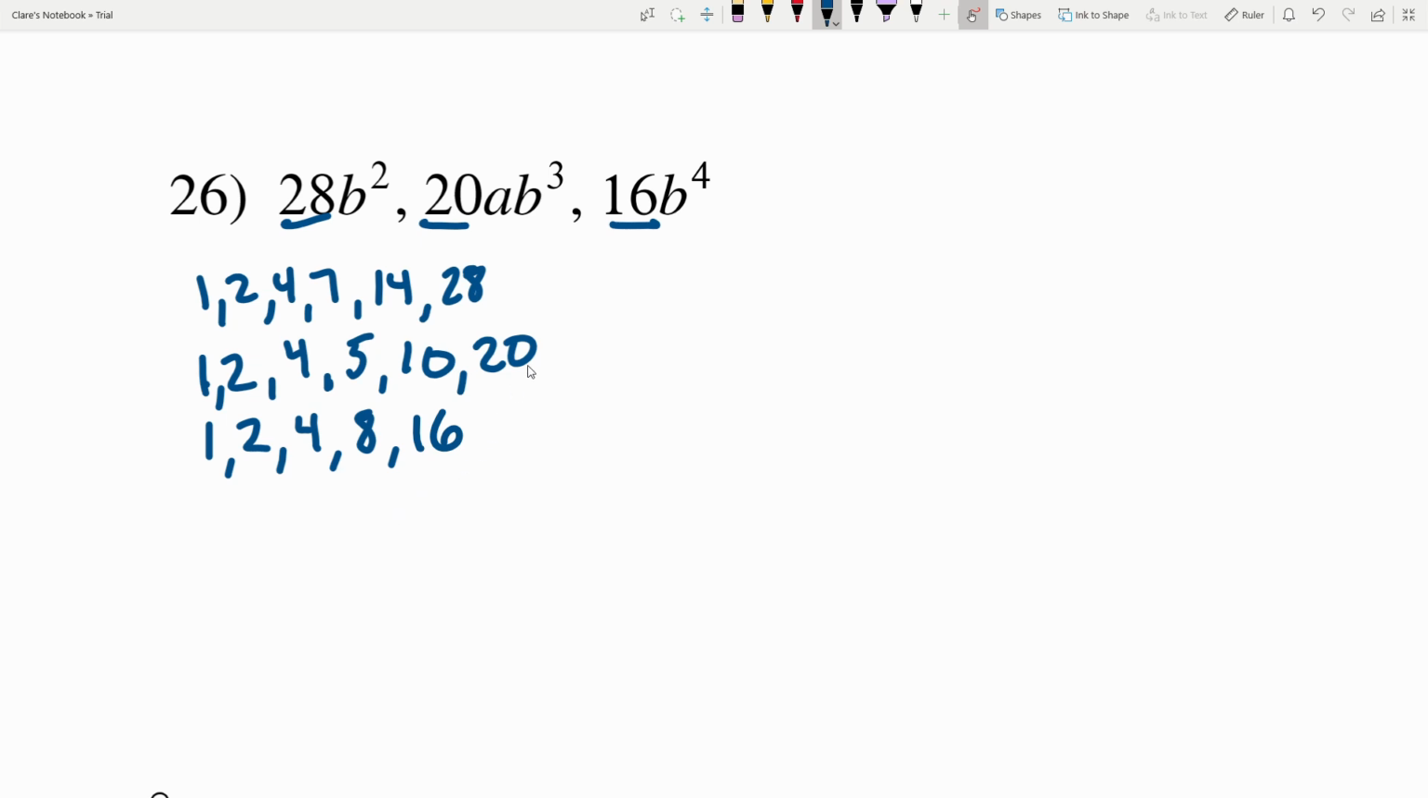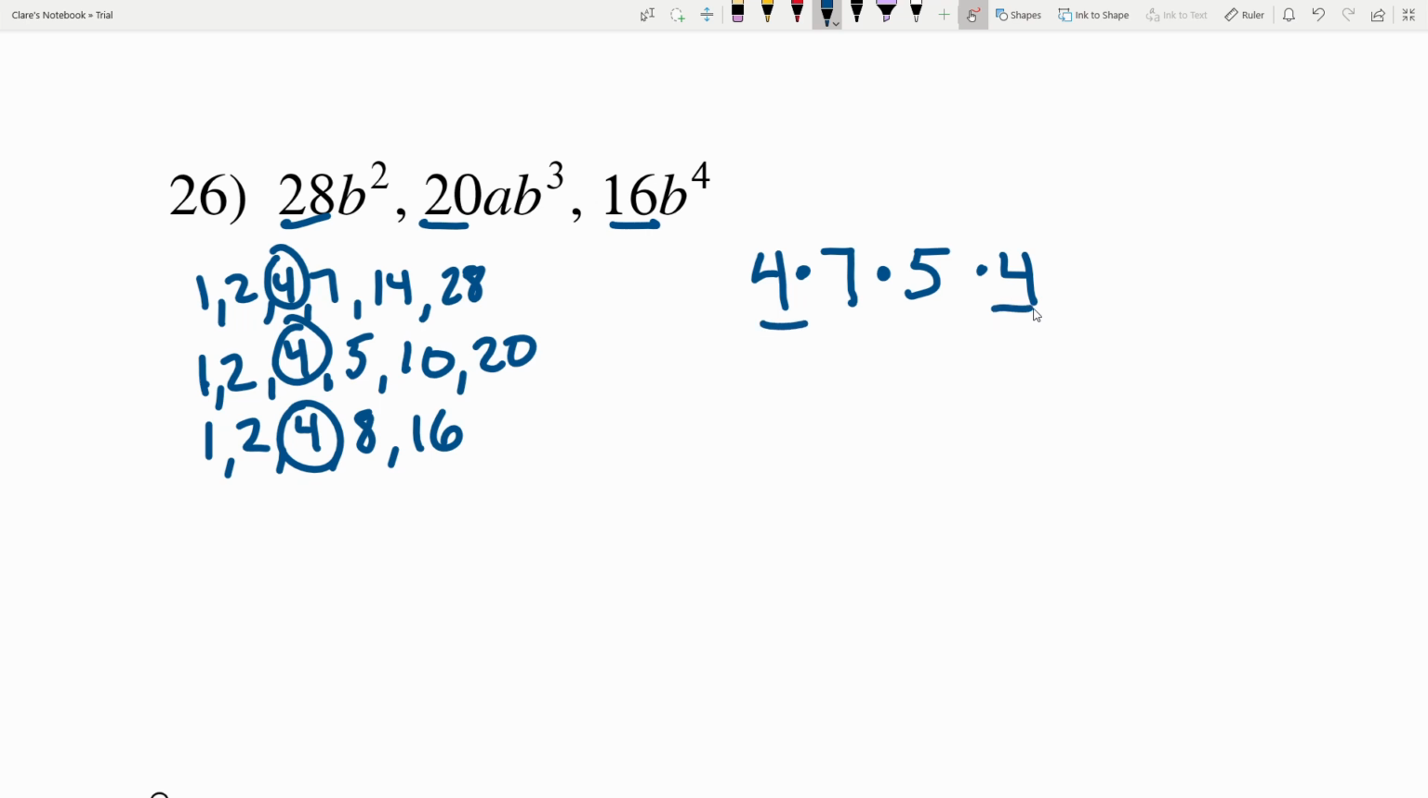Now another trick for finding the LCM is to list out the factors and find a common factor among all of them. So 4 is our common factor of all of these numbers. If we take that common factor of 4, now we just have to make sure that we create 28, 20, and 16 out of this. So 4 times 7 will give me 28, 4 times 5 will give me 20, and 4 times 4 will give me 16.